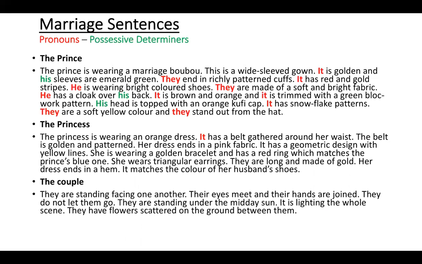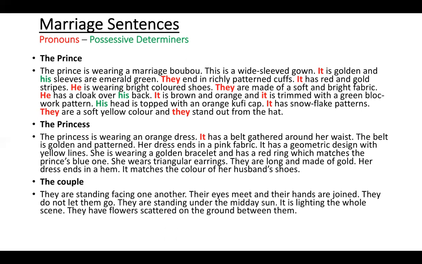So let's have a look at the prince. The prince is wearing a marriage bow. This is a wide sleeve gown. It is golden and his sleeves are emerald green. They end in richly patterned cuffs. It has red and gold stripes and he's wearing bright coloured shoes. They are making soft and bright fabric. He has a cloak over his back. It is brown and orange and it is trimmed with green block work pattern. His head is topped with an orange kufi cap. It has snowflake patterns and they are a soft yellow colour and they stand out from the hat.